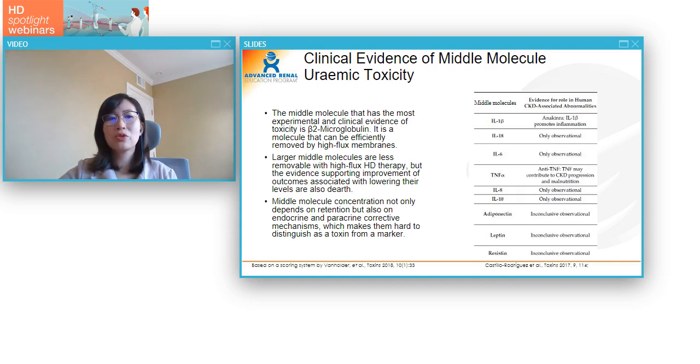Its accumulation led to dialysis-related amyloidosis symptoms, but it has become a vanishing complication after the high-flux membrane was introduced. So it's quite removable with a high-flux membrane, but for other middle molecules, as you can see, I cited a table from this publication published in 2017. By then, I would say most of the evidence was still limited to inconclusive or observational studies.